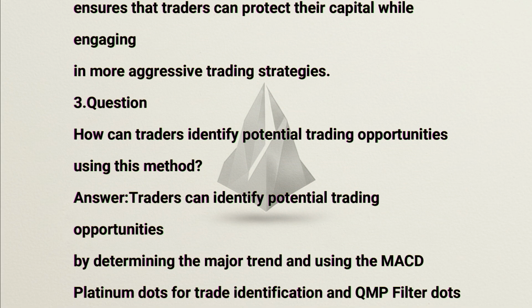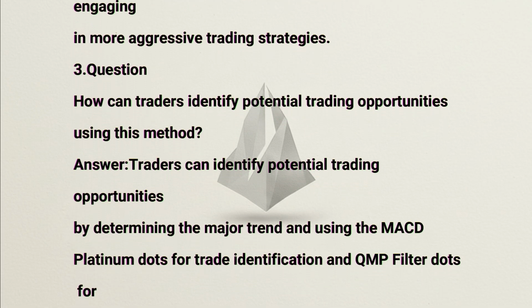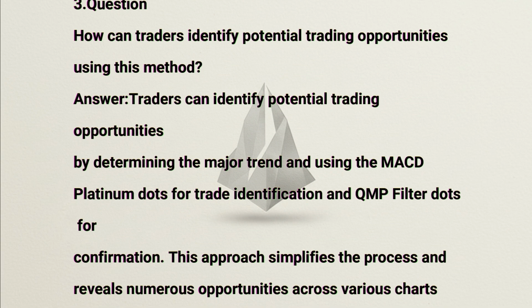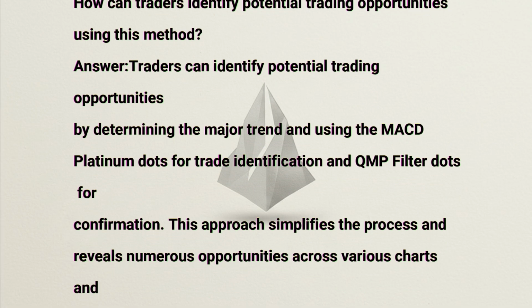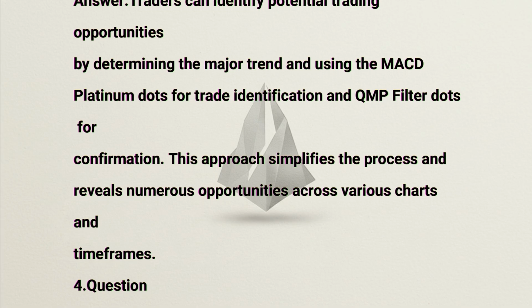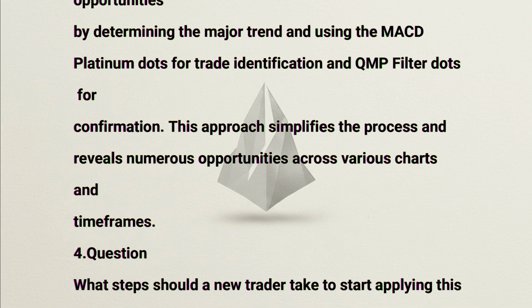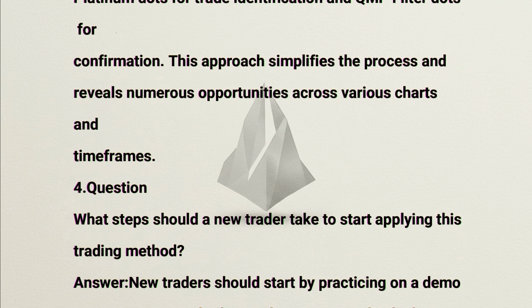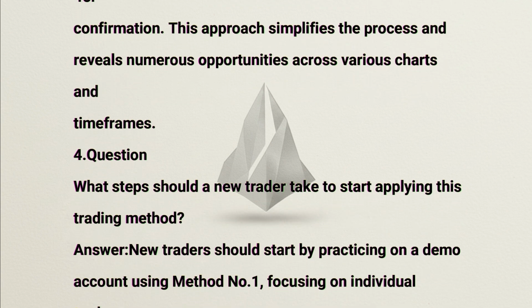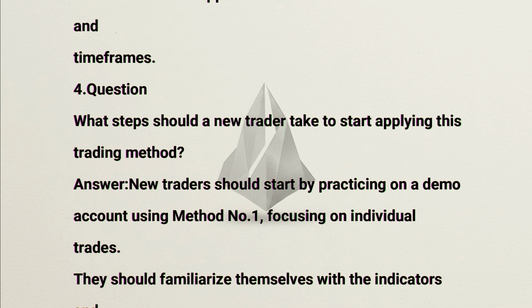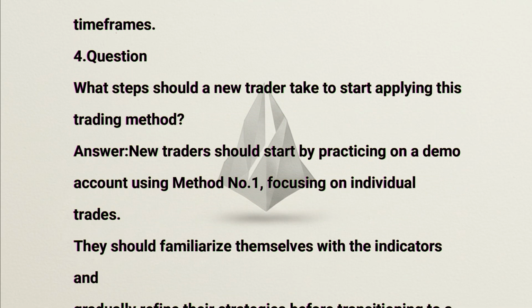3. Question: how can traders identify potential trading opportunities using this method? Answer: traders can identify potential trading opportunities by determining the major trend and using the MACD Platinum dots for trade identification and QMP filter dots for confirmation. This approach simplifies the process and reveals numerous opportunities across various charts and time frames.